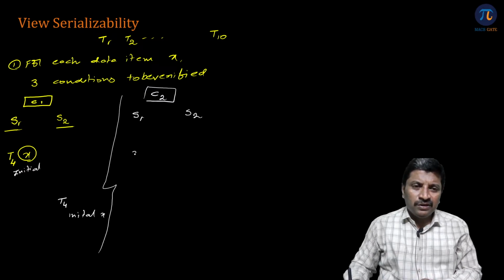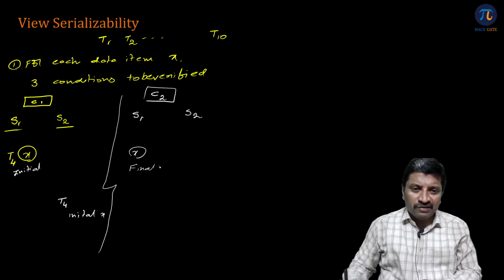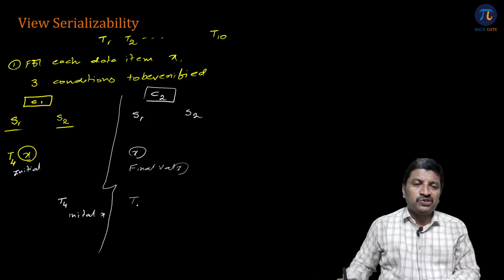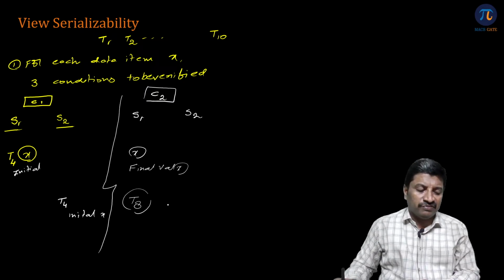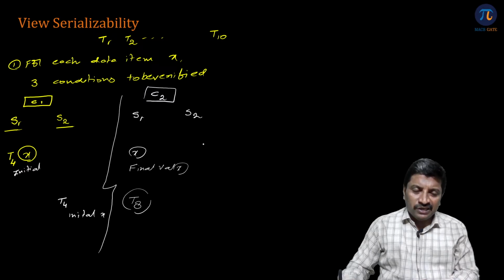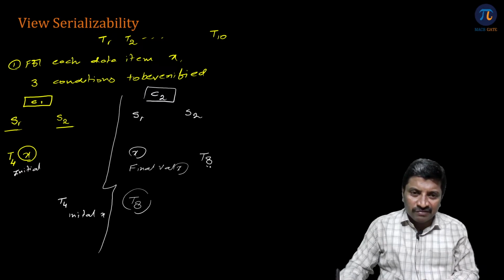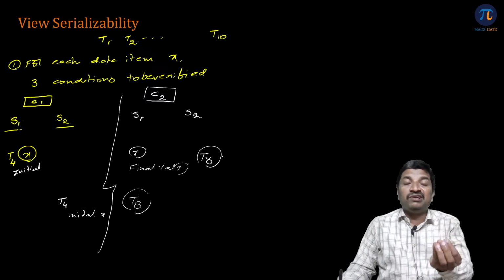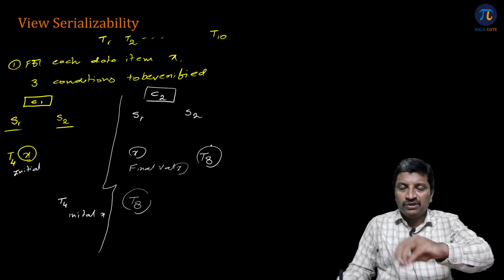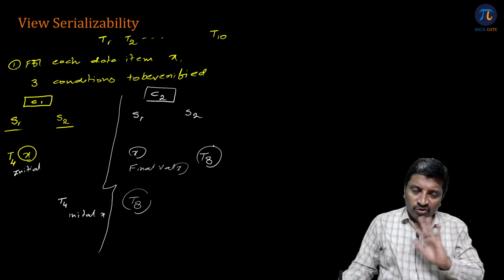The question is, who retains the final value of X in S1? Suppose T8 retains the final value of X. Then in S2 also T8 should write the final value. That means after T8 writes the value of X, no one should change it.